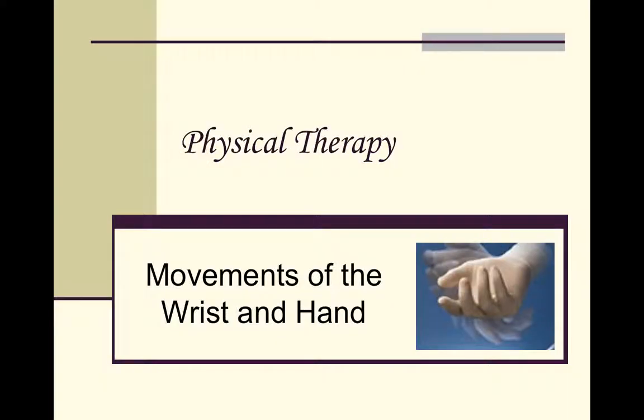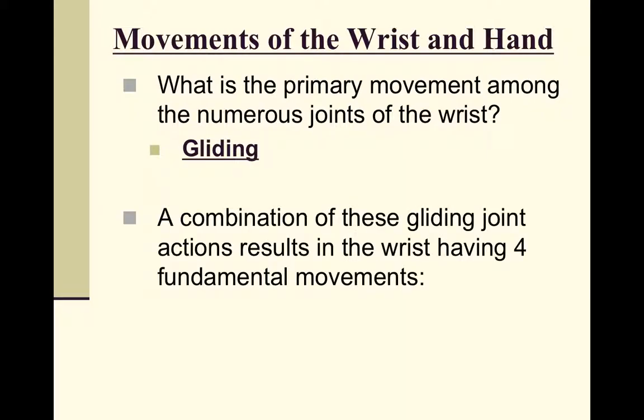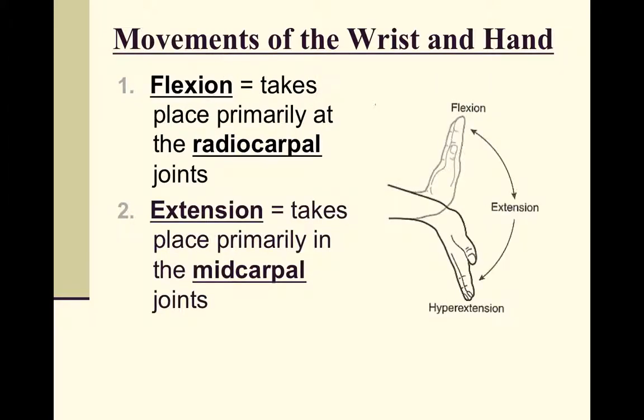All right, so we're going to continue on with the movements of the wrist and the hand. The primary movement we discussed in the last lecture that happens in the joints of the wrist, what is that called? Well, it's called gliding, right? That's what gives us the condyloid joint that we have at the wrist. So when we combine the gliding movements together, we create those four movements that actually happen at the wrist.